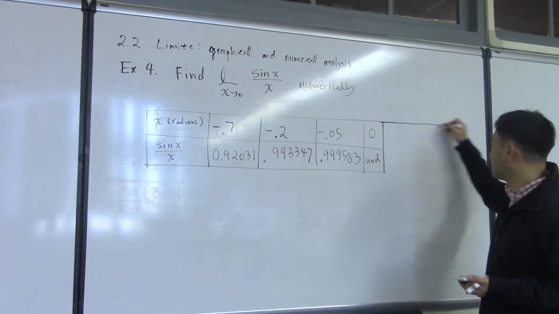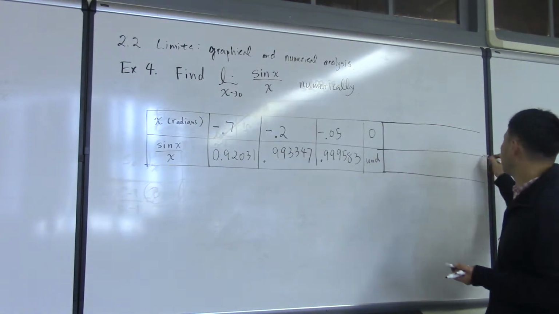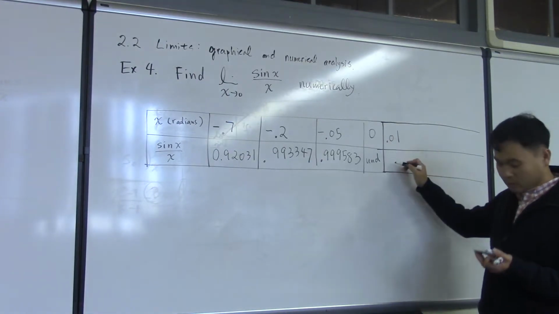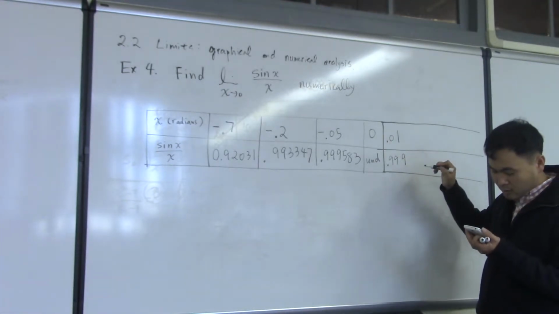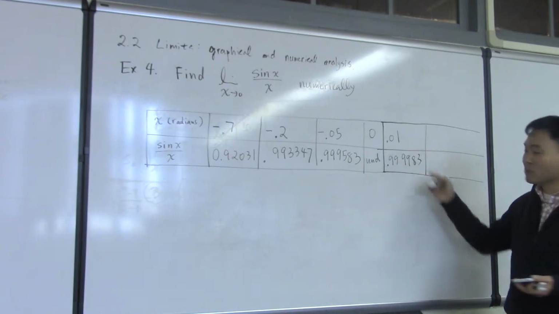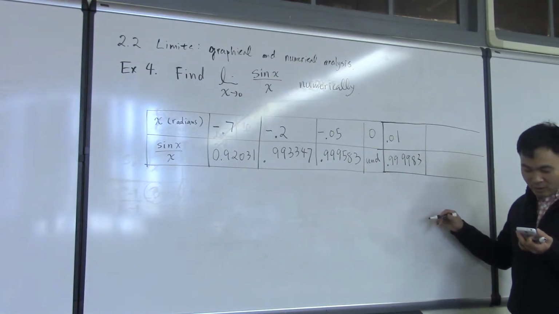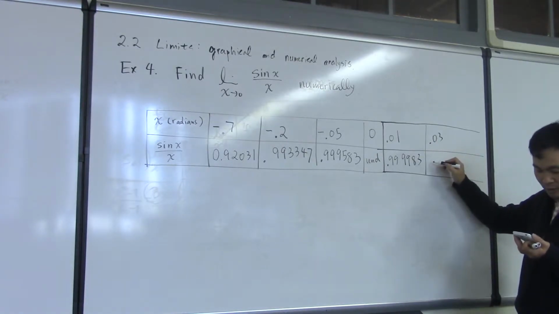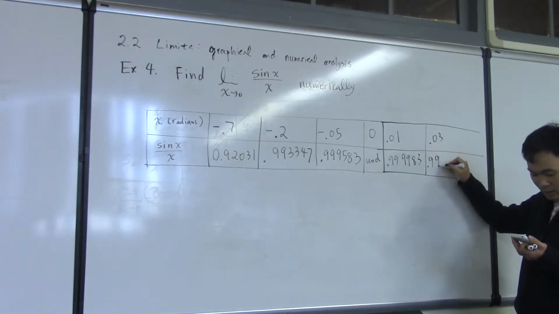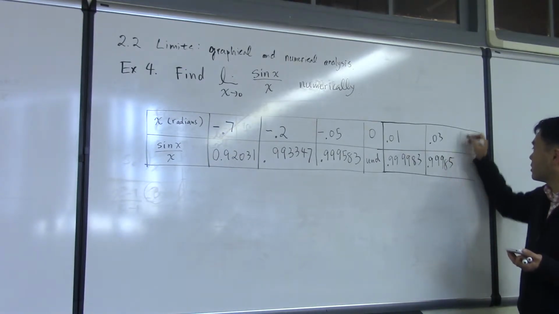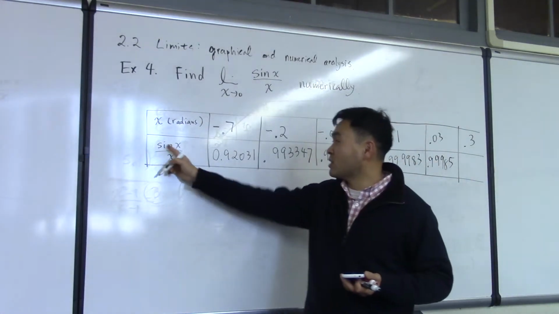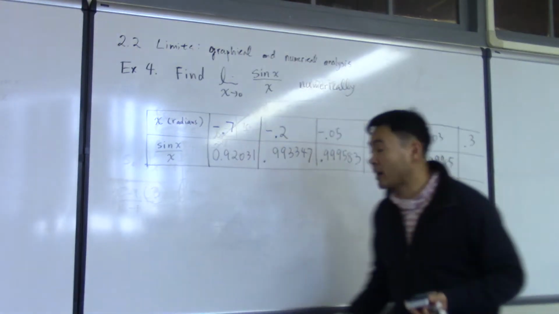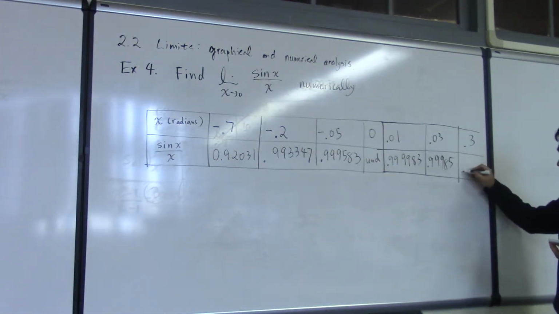On the right side, if I plugged in 0.01, the value will be 0.99983, so 4 nines. And then if I put 0.03, I'll be getting 0.99985. And if I put 0.3 into this function, sine of 0.3 divided by 0.3, the value I would get will be 0.98506.